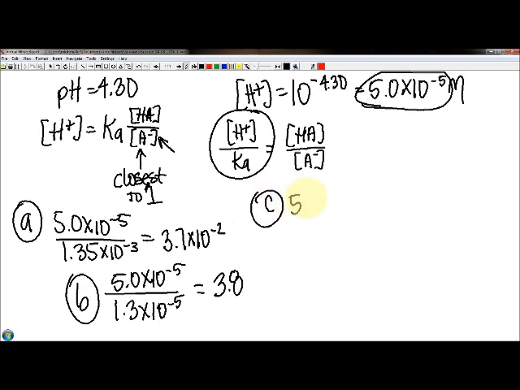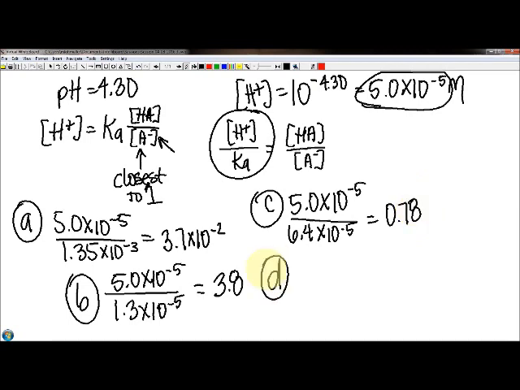C, we're going to take our H plus divided by the new Ka, which is 6.4 times 10 to the negative 5, and that is equal to 0.78. So that's a lot closer than the other two to 1. And last but not least, for the hypochlorous acid, divide by that Ka, 3.5 times 10 to the negative 8. Our answer is 1.4 times 10 to the positive third. Sorry, that's 1400. So, which system works best?